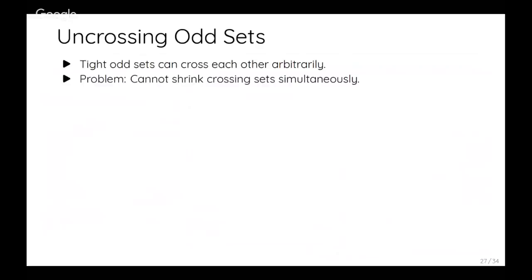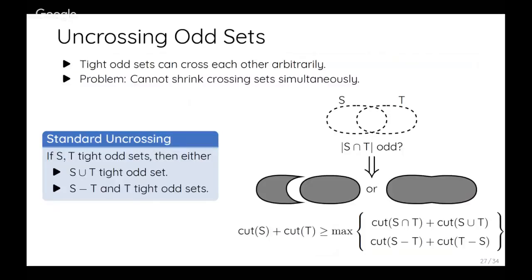As I said, tight odd sets can cross each other arbitrarily, and this genuinely creates a problem: you can't shrink them at the same time. But there is a standard way of uncrossing. If you have two sets S and T that cross each other, remember these are odd sets, then depending on whether or not their intersection is also odd, you can uncross them into S minus T and T minus S, or S intersection T and S union T, and both of these are guaranteed to be again tight.